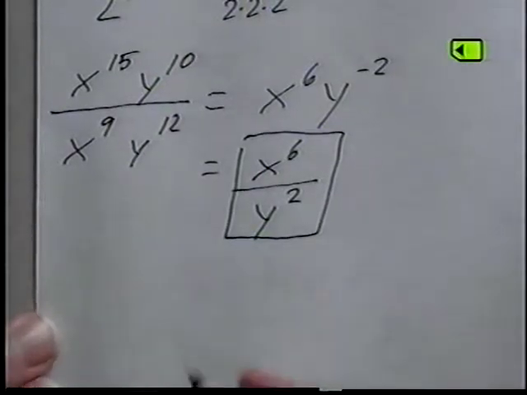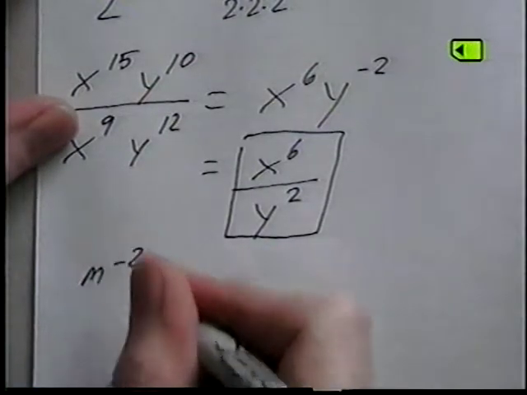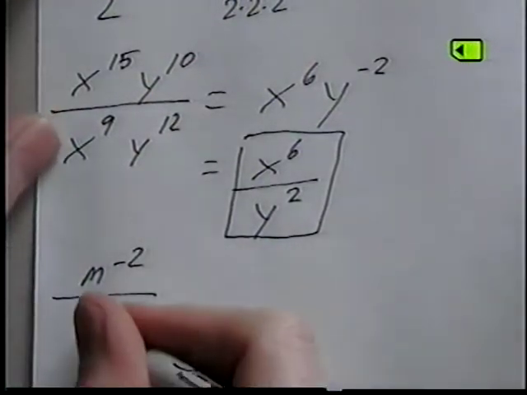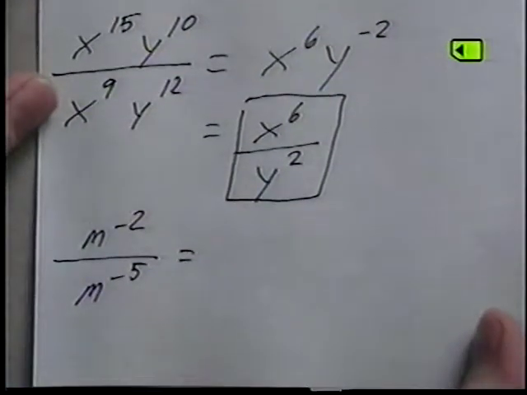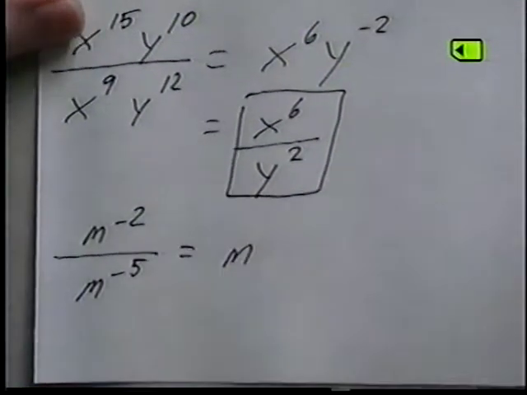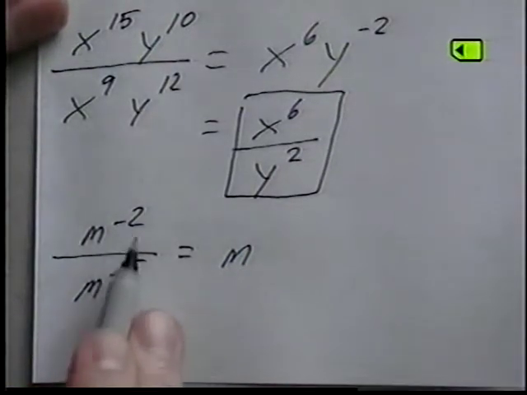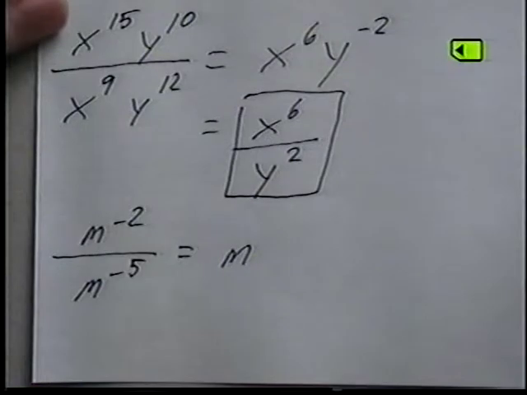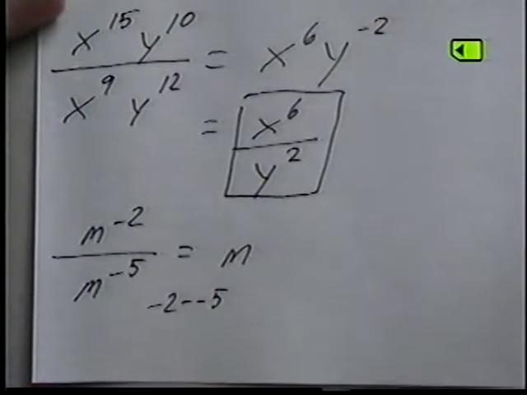Last question for this section. M to the negative 2 power divided by m to the negative 5 power. One way to do this problem, just like we've been doing, you can subtract the exponents. Your base is m, so it stays m. And now we have negative 2 minus a negative 5.